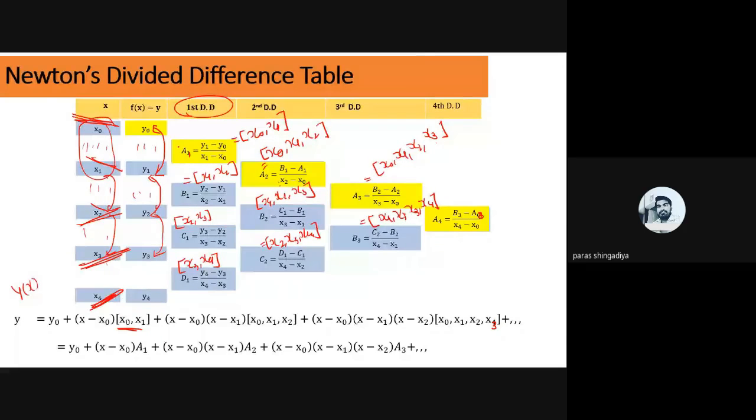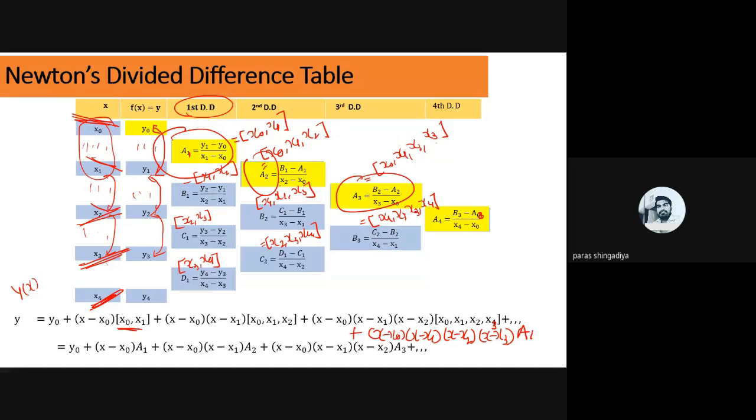Okay, that is also known as x0 x1 x2 plus x minus x0, x minus x1, x minus x2, into the answer a3. That is the answer a3, that is b2 minus a2 upon x3 minus x3. Clear? And now the last term, for answer a4, that is x minus x0, x minus x1, x minus x2, again add one more bracket, x minus x3, into the answer a4. Clear?